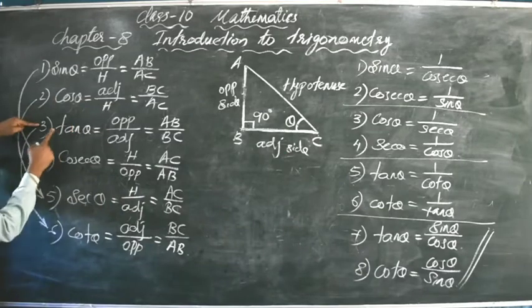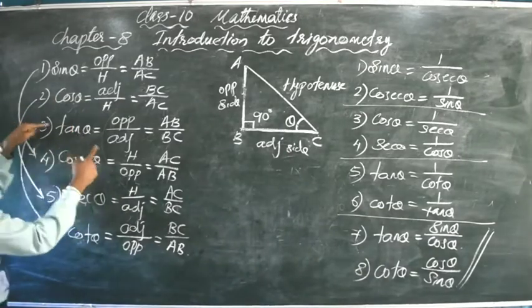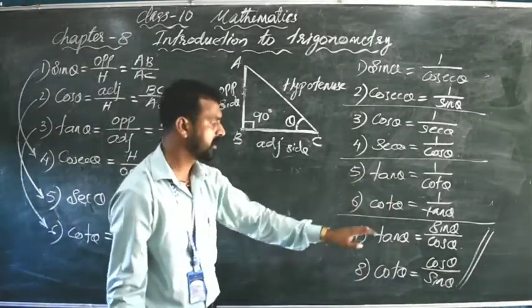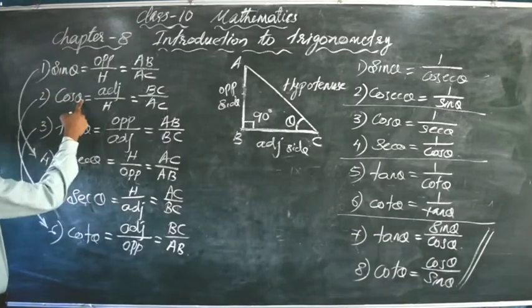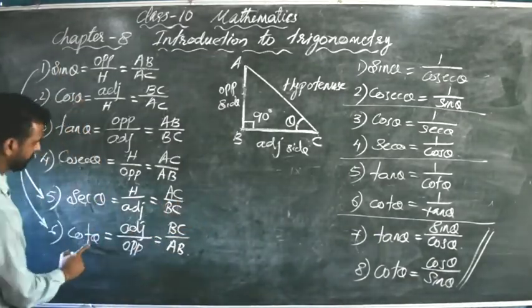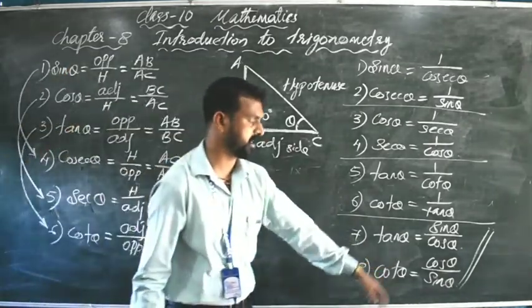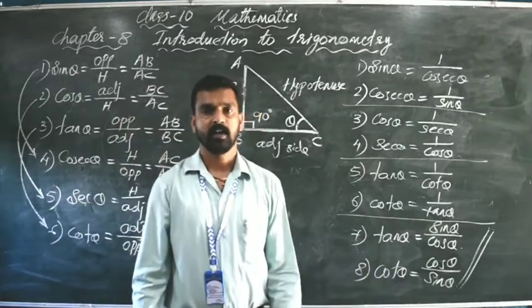Next one, tan theta is equal to 1 by cot theta. Cot theta is equal to 1 by tan theta. Next, tan theta is equal to sin theta divided by cos theta, and cot theta is just the opposite, cos theta divided by sin theta. So write all these formulas down in your notebook and study them nicely.